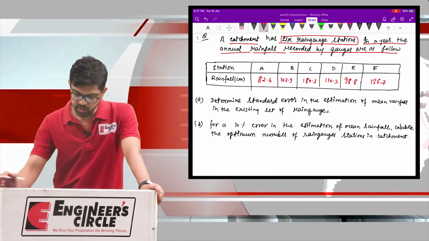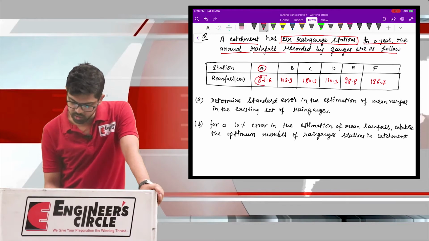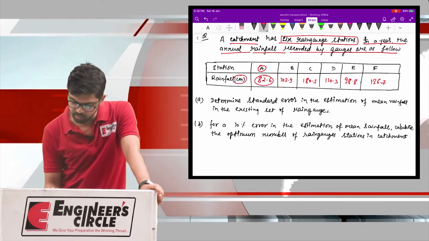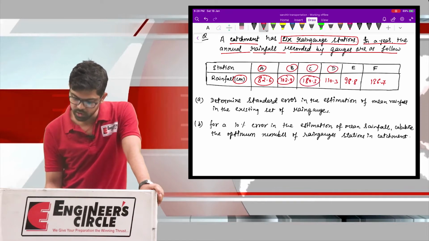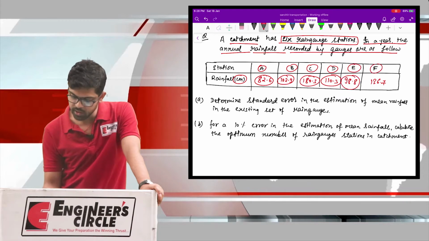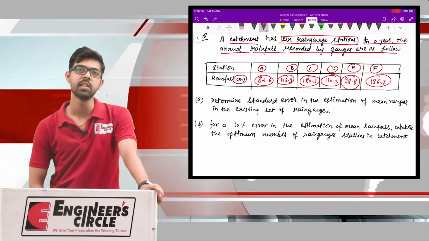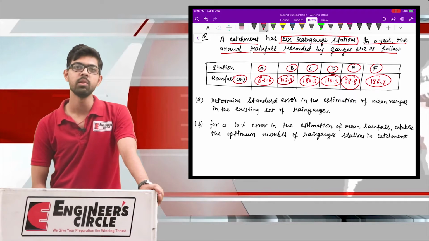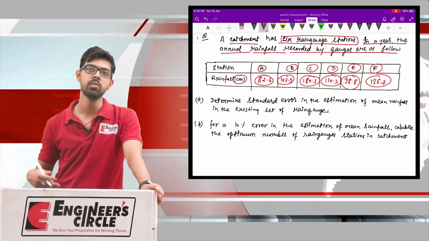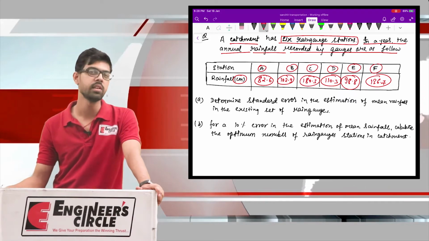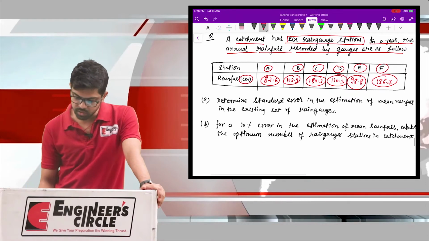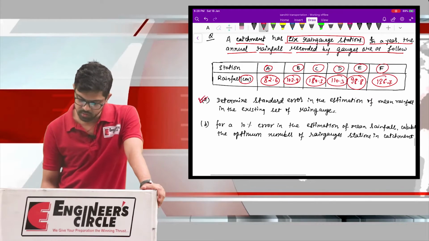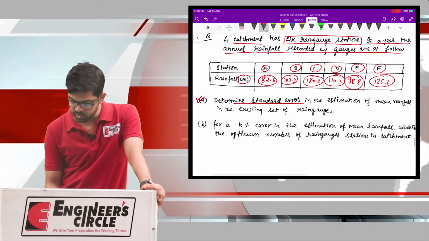For the given catchment, the annual rainfall for station A is 82.6 centimeter. For B it is 102.9, for C it is 180.3, for D it is 110.3, for E it is 98.8, and for F it is 136.7 centimeter. So we have the normal annual average rainfall values recorded by the 6 different rain gauge stations over a certain catchment area. The first part says, determine the standard error.